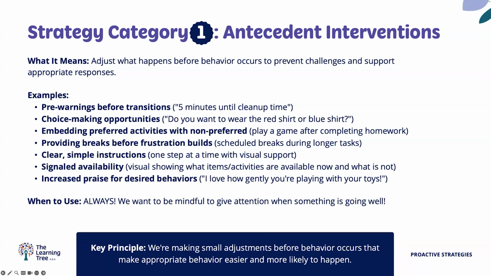A lot of strategies that we use, especially with the proactive approach, are antecedent interventions. And these are adjustments that we can do before the behaviors occur. The stuff that we do before will reduce behaviors in the future. Remember that proactive approach and the snowball effect. Pre-warnings before transition, choice making, and opportunities. Those are always awesome to involve your child or individual.